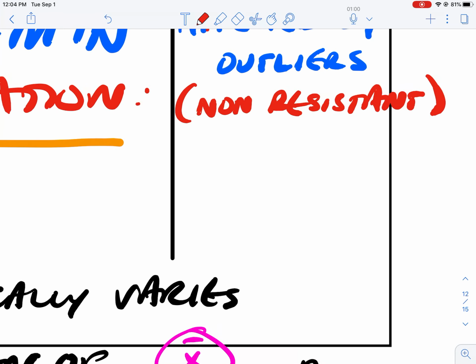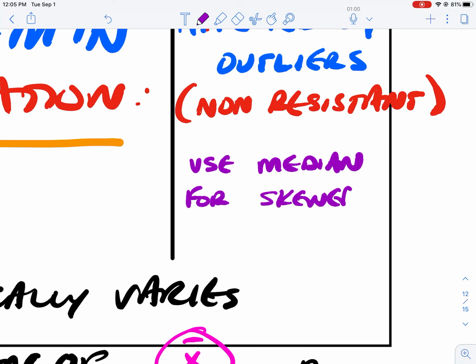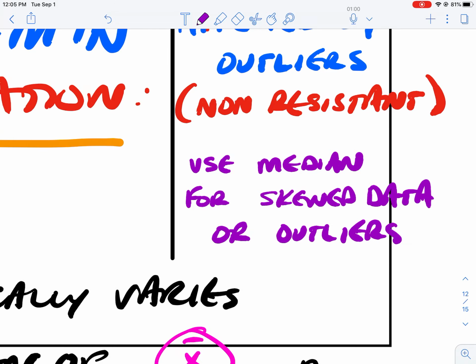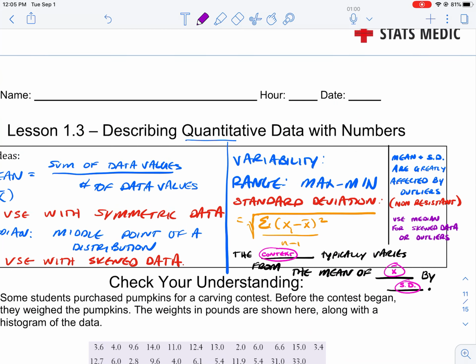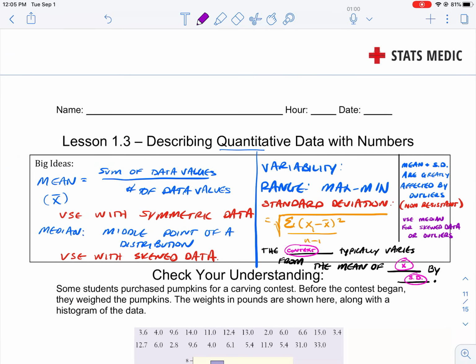The other thing that we need to make sure is that we use median for skewed data, or if we have outliers. Okay? And then for symmetric data, we're going to use mean. That's the basic gist of this.